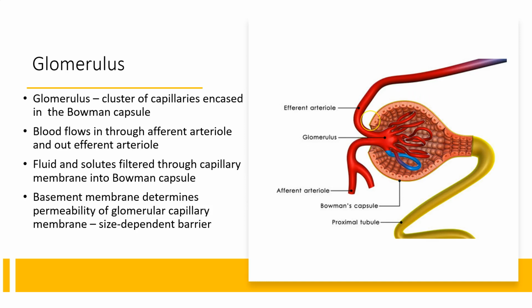The glomerular capillary membrane here is made of 3 layers. There's a capillary endothelial layer, a basement membrane, and a single-celled capsular epithelial layer. The basement membrane is what determines the permeability of the glomerular capillary membrane, and it provides a size-dependent barrier.